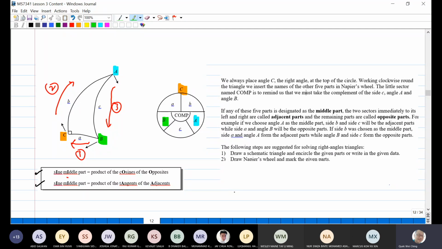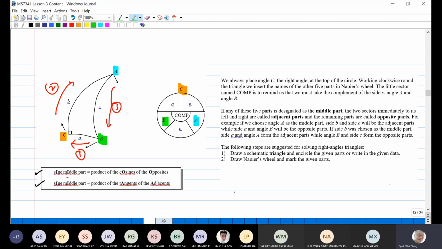So this is actually one of the most difficult parts of setting up the Napier's wheel. As I said, in the formula there are the middle part and opposite part, and the middle part and the adjacent parts. So how do you figure out the angle or side based on this Napier's wheel?